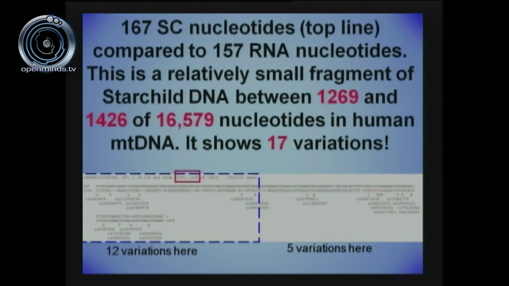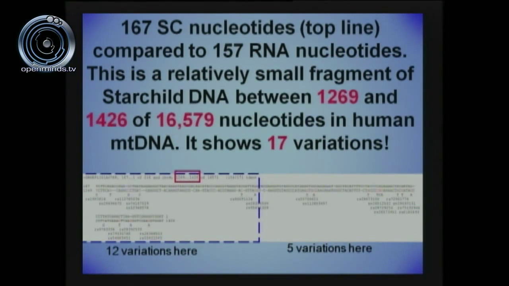Now I'm going to show you a blow up in that blue block, so don't freak that you can't really see it very well. This is a relatively small fragment of star-child DNA between 1,269 and 1,426 of 16,569 nucleotides in human mitochondrial DNA.